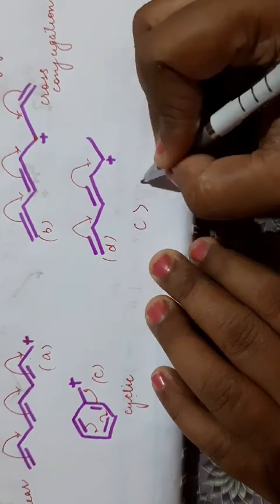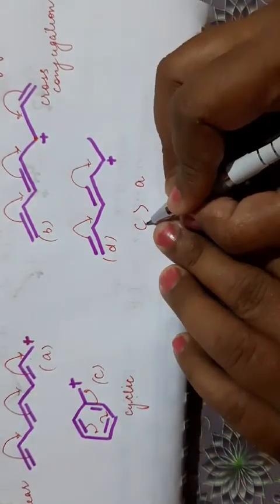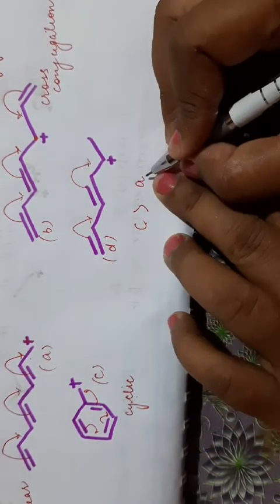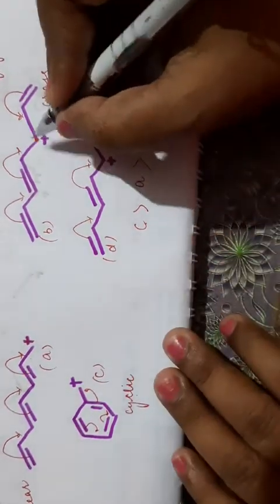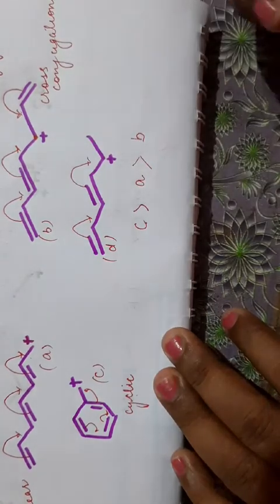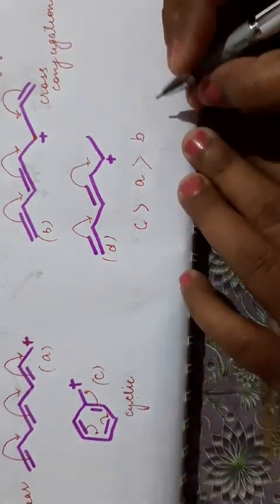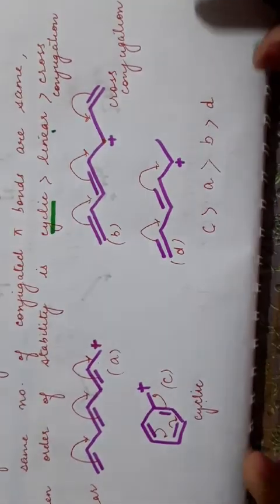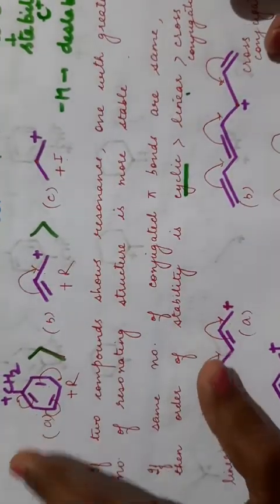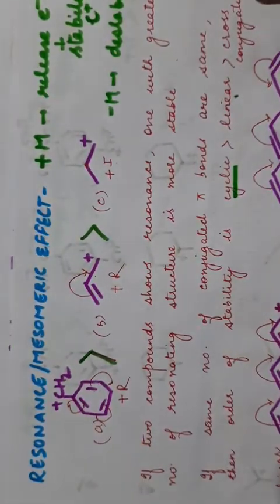C is more stable than A. Cyclic conjugation is more stable than linear. Linear is more stable than cross conjugation. Cross conjugation, because it is taking place from 2 opposite directions, will be partially cancelled. And then the last one will be D. So this is the arrangement of these 4 on the basis of resonance and mesomeric effect. So this was the third point, resonance or mesomeric effect.